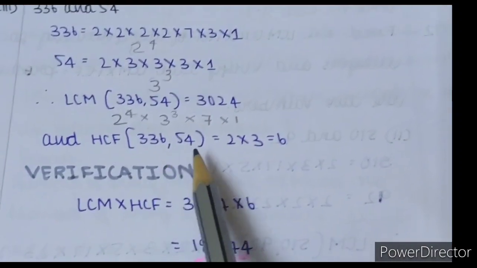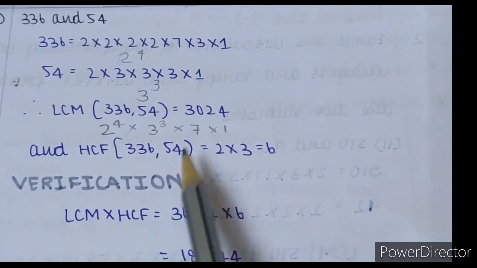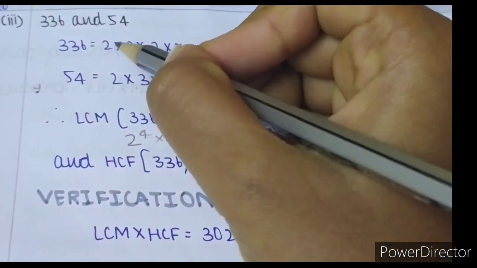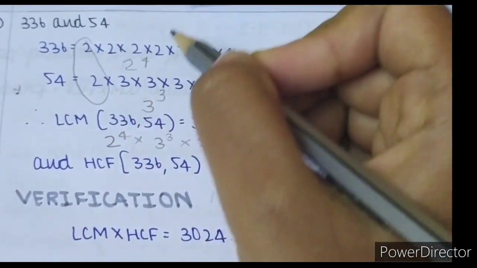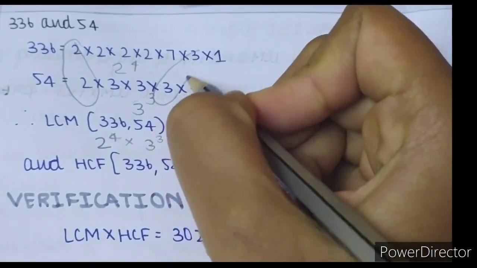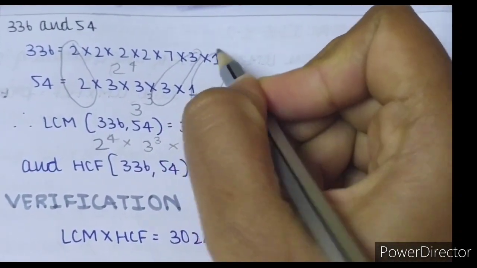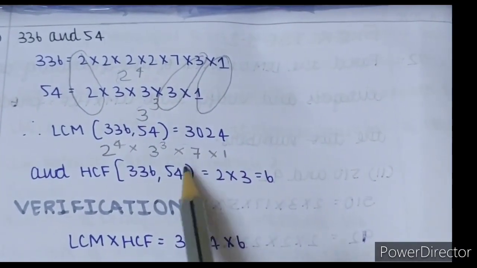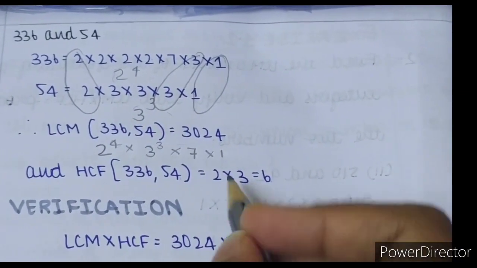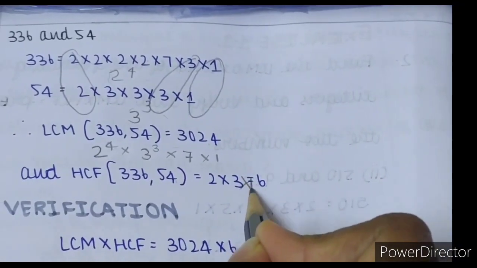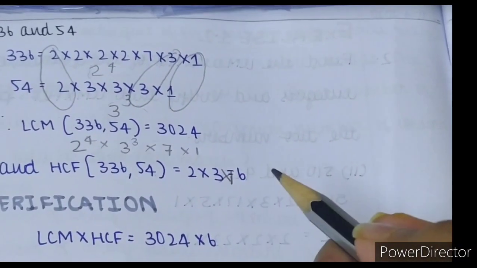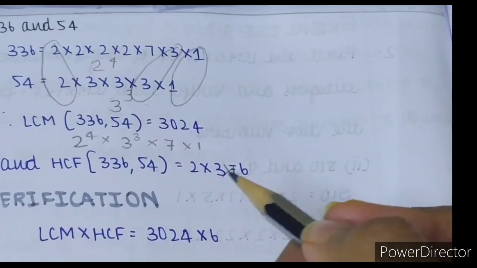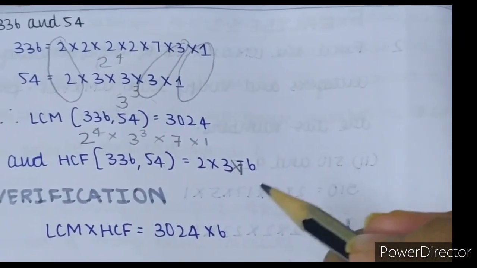And again HCF, here we need to take the common. Here the common numbers are 2, 3 and 1. Smallest power is 2 to the power of 1. So 2 into 3 and again into 1. It makes no change to the answer. But 2 into 3 into 1. So here the answer is 6.